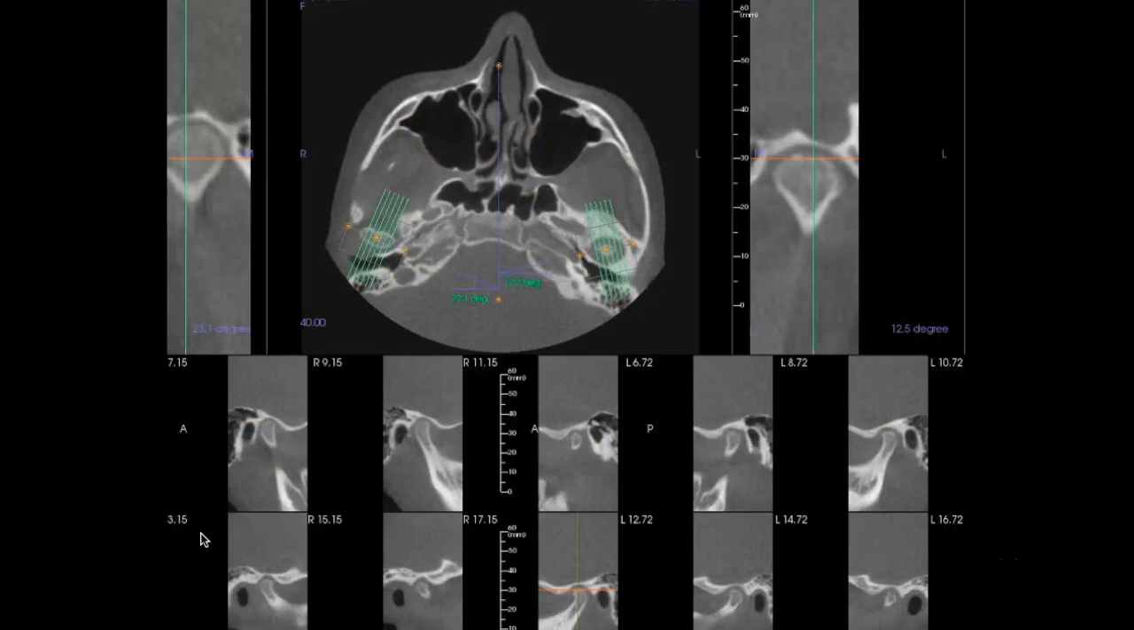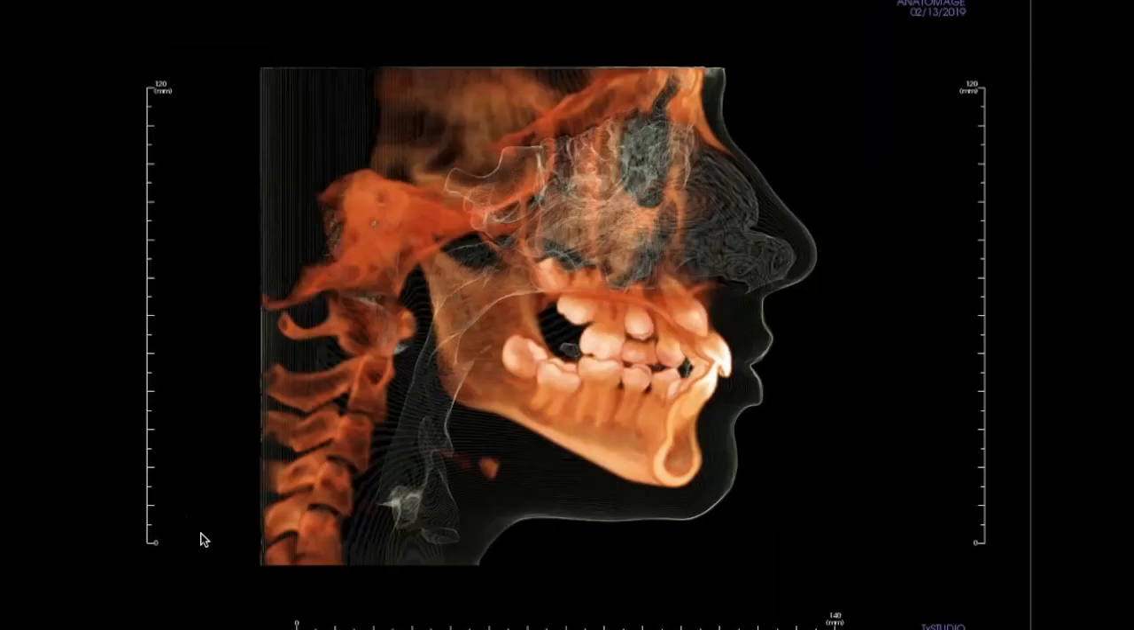Okay, so TMJ, no issues, no concerns. All right, so no problems there. Here's our Ceph. Was our occlusal plane a little flat? I don't have it all traced out, but yeah, it's a little flat, right? You can kind of tell. Okay. Lip at rest, fairly normal. Any other concerns from the Ceph or anything else that stands out to you?